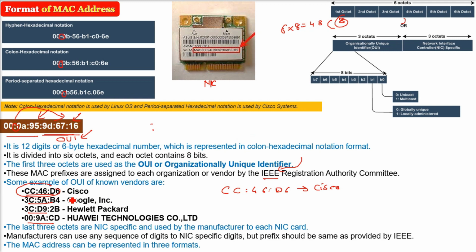Let us take the period example. Period separated hexadecimal notation is used by Cisco systems. So this is how it goes. You will find MAC addresses in different formats, which are actually consumed by different operating systems and made by different vendors.